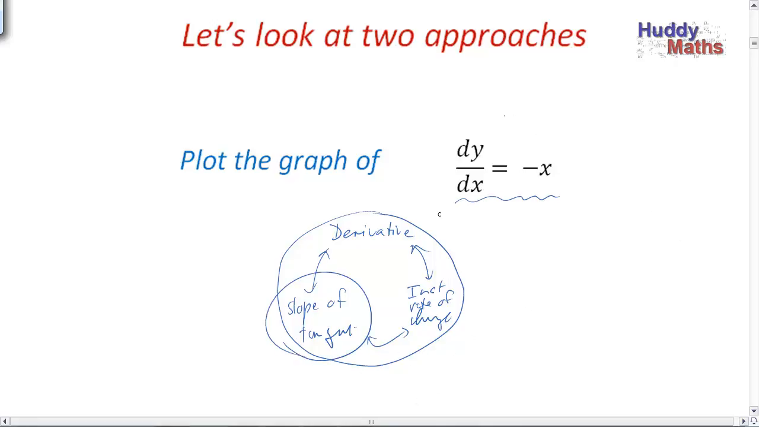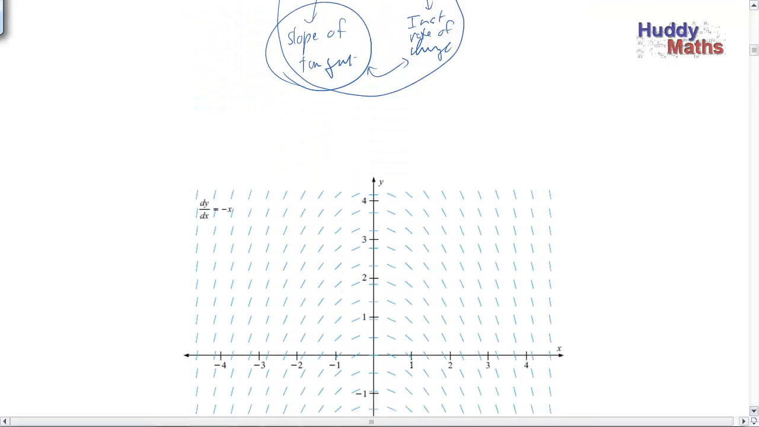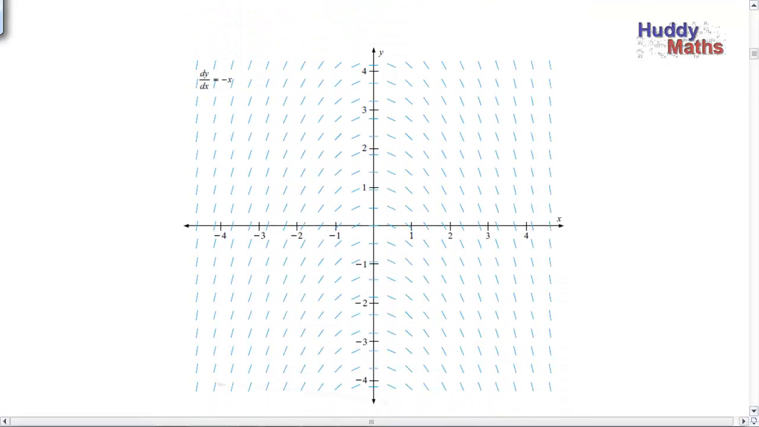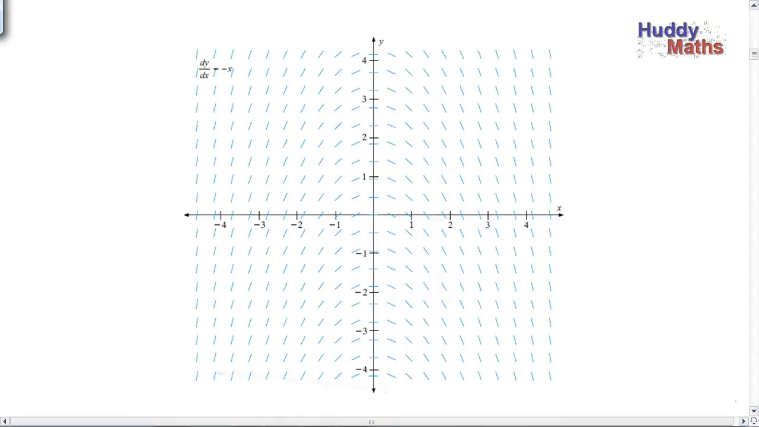So in other words, is it possible to track out this function with little tangents? And if it's equal to negative x, the value of the derivative, the value of the slope of the tangent is negative x. Oh, let's see if we can do that. Come down here and let's have a look. I've got one plotted here for you. dy by dx equals negative x.